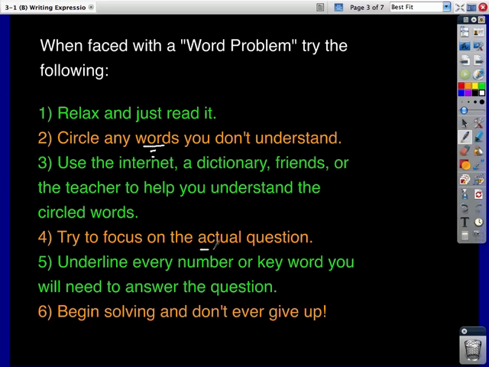And then try to focus on the actual question. There's going to be a lot of information in there. Think, what do I have to do? I like to underline every number or keyword that I'm going to need to answer the question. So I circle things I don't know, and I underline things I think that I need. Sometimes I'll underline something that I've circled because I'll think I'll need to know something even though I don't know what it means. Begin solving, don't ever give up.